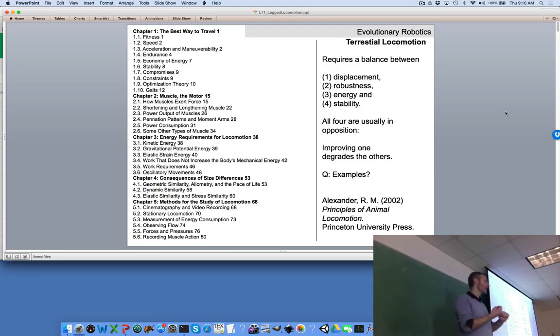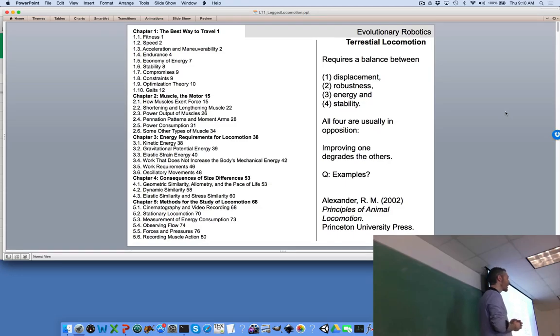You may need to travel far, B may be very far from A, or you may need to travel very fast, right? There may be a predator behind you, and there's a safe zone at B. So displacement, for our purposes, is how far you need to travel or how fast you need to travel. You need to be able to travel robustly, right? How many different kinds of terrain can you get across? Energy, how much energy does it require for any particular distance you travel? And finally, stability, right? As you move, especially if you're a legged animal or a legged robot, you need to maintain your balance as you travel from point A to point B.